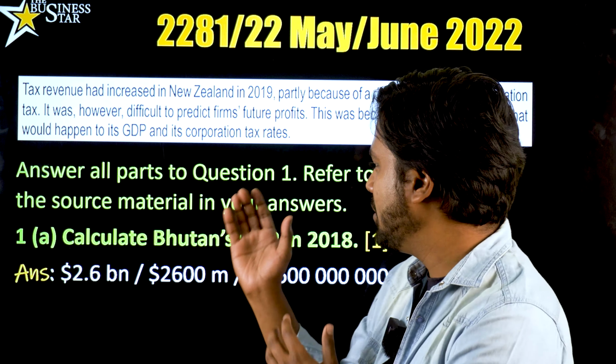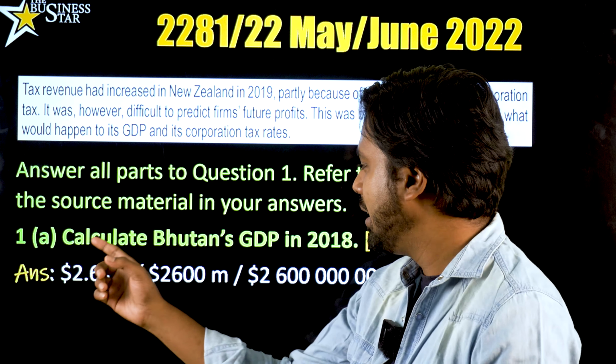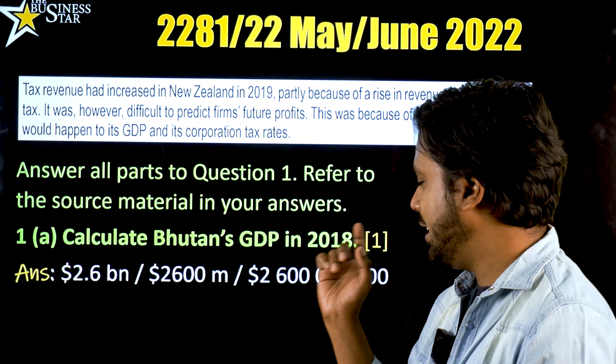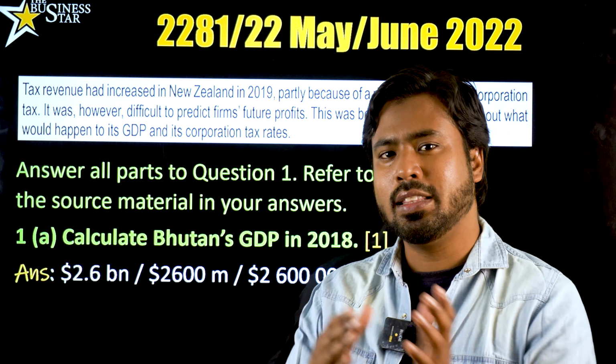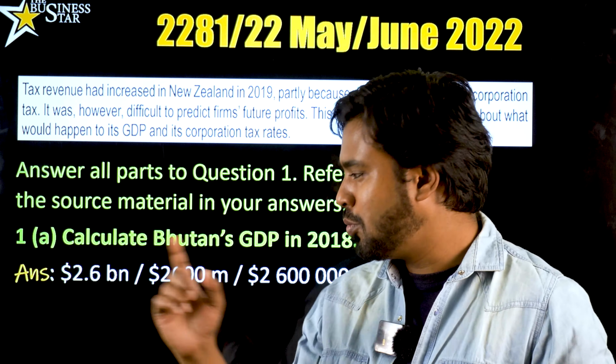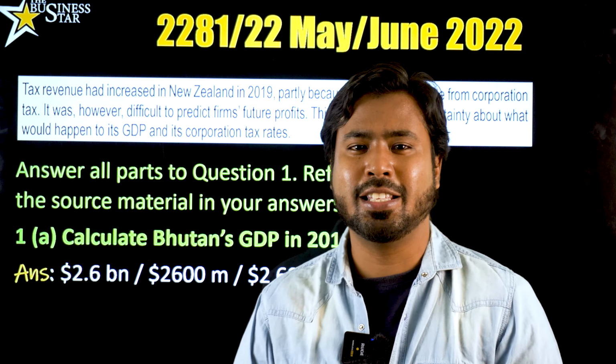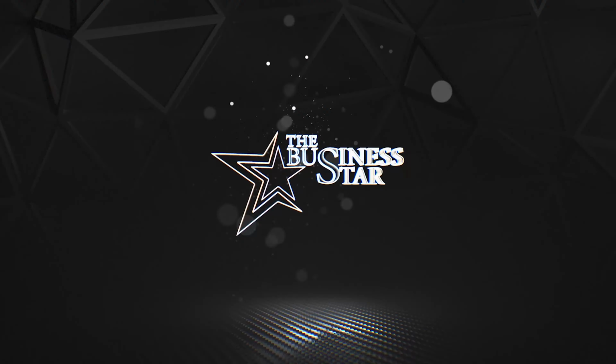So the first question from question number 1, section A, asks: calculate Bhutan's GDP in 2018. This is a 1-mark question. The answer was given in the case study. If you read the case study, you can easily find the answer, which was 2.6 billion. So let's move on to question number 1B.